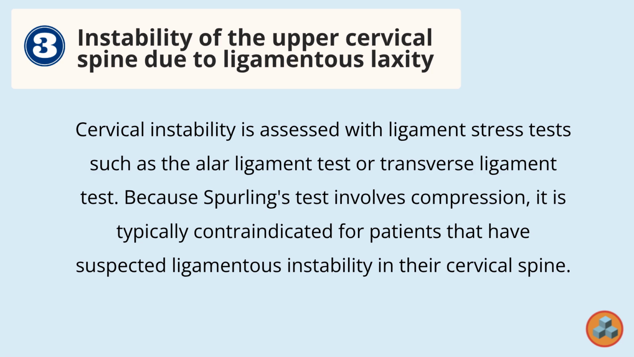This option actually highlights an important clinical safety consideration. Spurling's test applies compressive forces to the cervical spine, which is precisely why it should not be performed on patients with suspected ligamentous instability. Instability requires a completely different set of assessment tools. This option is not only incorrect, it represents a contraindication to the test itself.